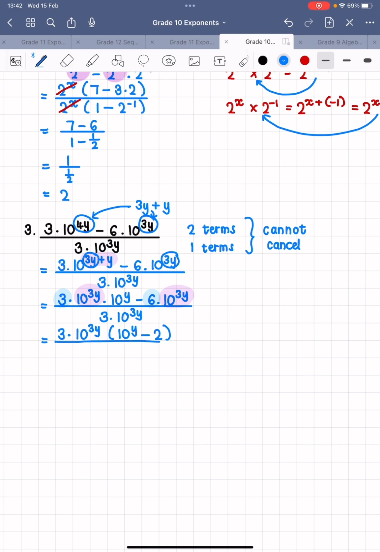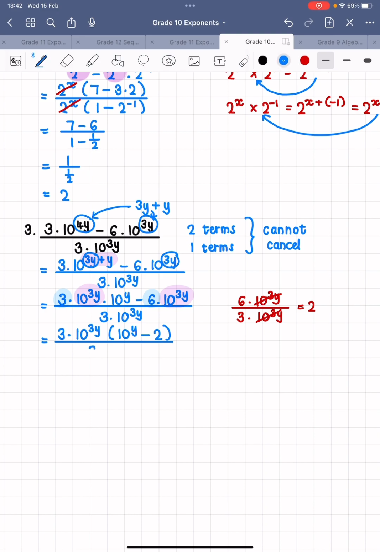So that whole last term, if I divide it by the common factor, I'll do it on the side quickly. If I have this divided by the common factor of 3 times 10 to the 3y, those are going to cancel out, and 6 divided by 3 is 2. Okay, so that's where that 2 comes from.